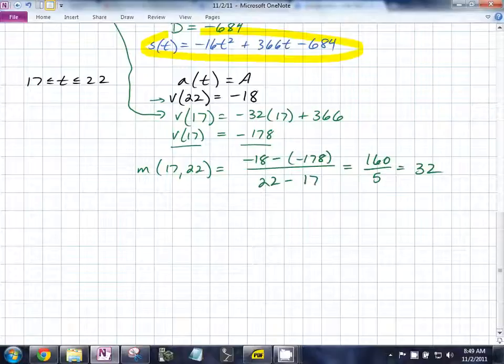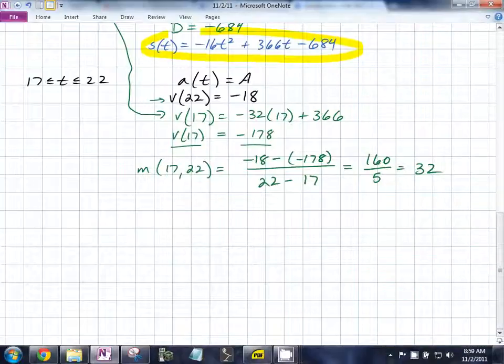Okay, so what does that tell us? It tells us that for this interval, the acceleration is 32. It's pulling it up, essentially, away from it's falling, at 32 feet per second squared, because the rate of change of velocity is what? Is acceleration, correct?